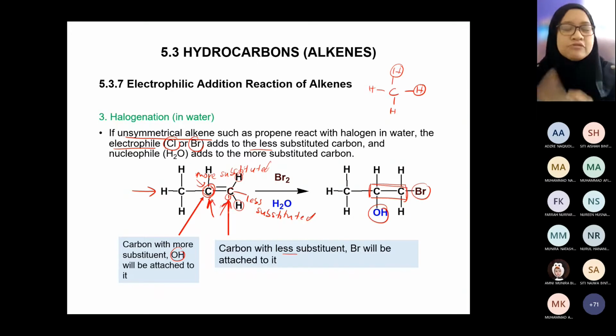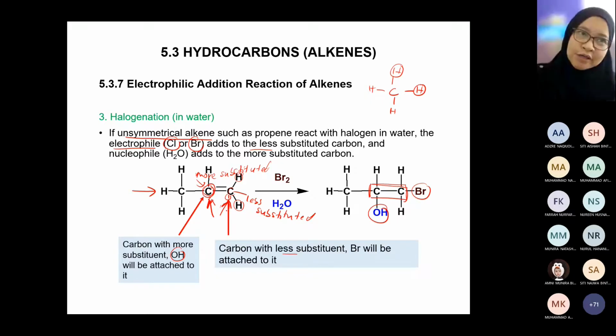Okay, tapi which one does Br prefer more? Mana satu? Macam kita prefer yang ada aircon ke tak ada aircon? Dua-dua pun kita boleh duduk kan? Tapi kita prefer ada aircon ke tak ada aircon? Kita prefer ada aircon lah sebab lebih sejuk. Contohnya macam tu.